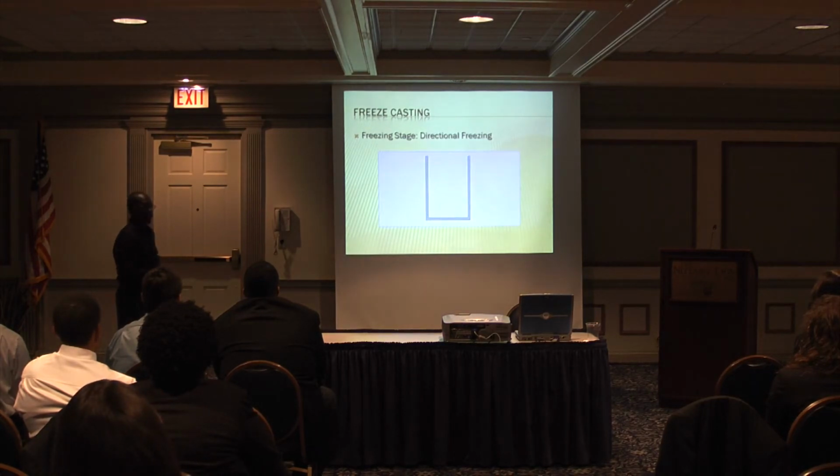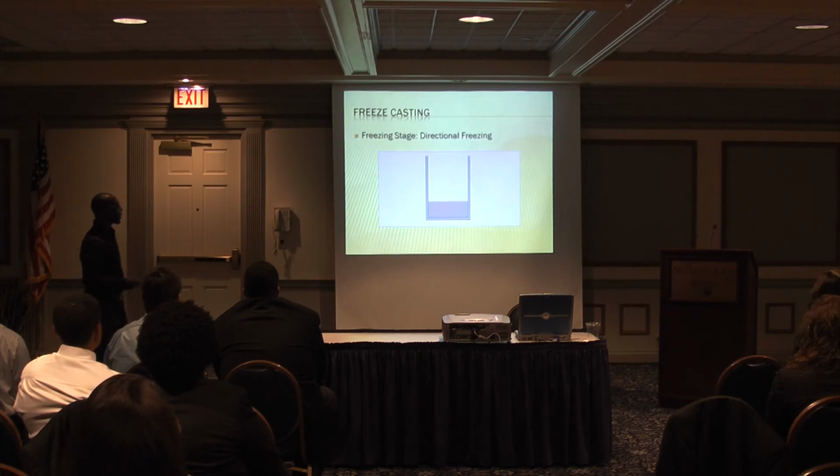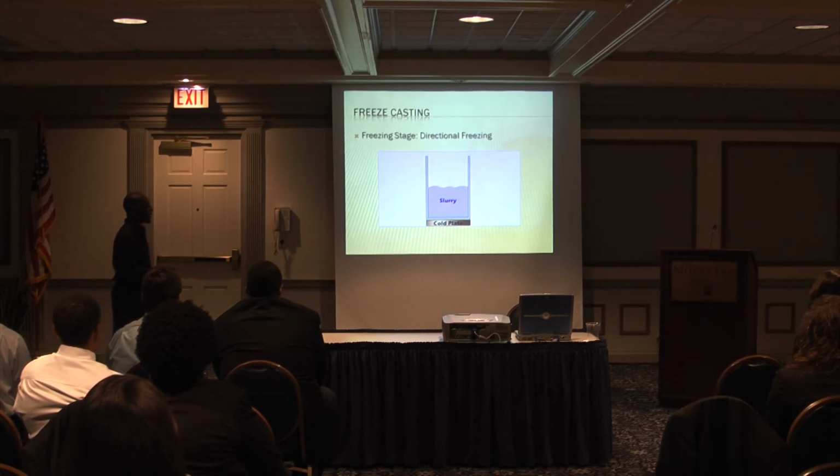We want to freeze our slurry, so we get a mold, just a container here. We add our slurry, and then we add a cold plate to the bottom of our mold. That cold plate sucks the heat energy out of the slurry, causing it to freeze. That cold plate only exists at the bottom of the slurry, so heat only escapes from the bottom of the slurry. Heat only escapes from one direction: directional freezing.